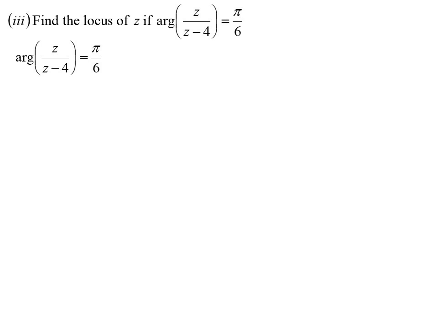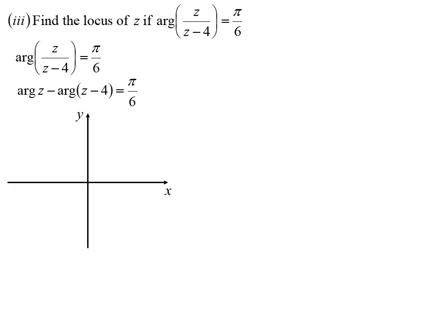So I know I've got an arc of a circle. Because what I'm really saying then is the argument of z minus the argument of z minus 4 is pi on 6. So the difference in these arguments is pi on 6. Let's draw ourselves up a little picture then. One of the rays is going to start at 0, one of the rays is going to start at 4, and the angle between these two will end up being pi on 6. That will end up being the difference.